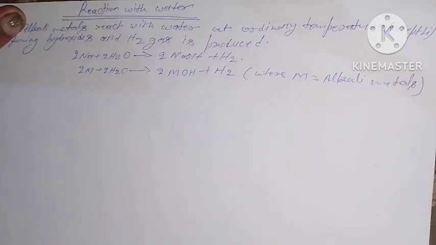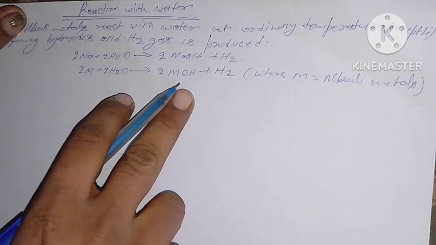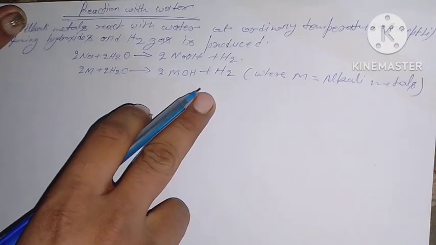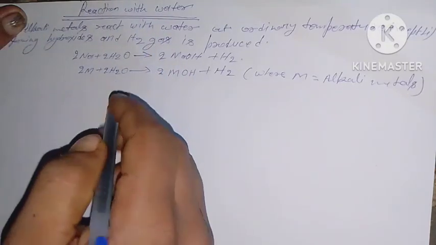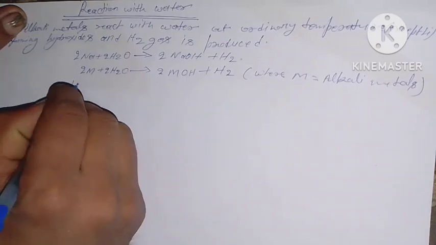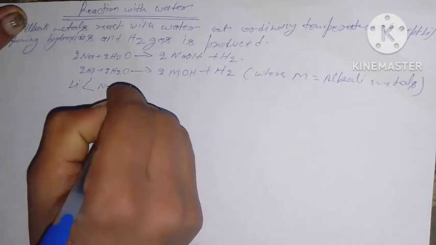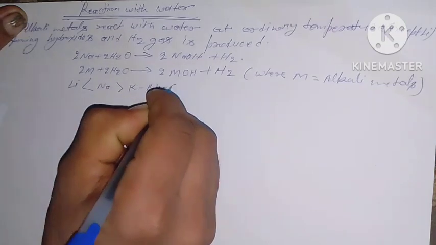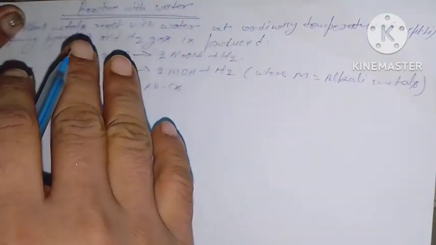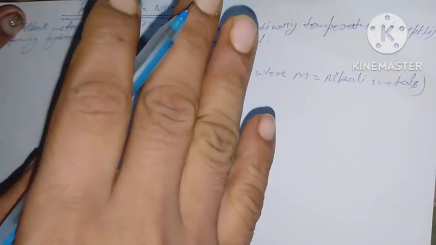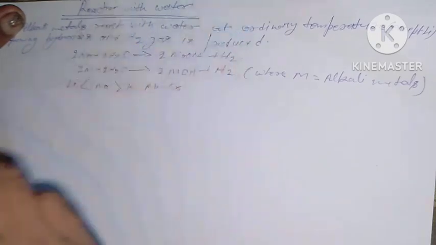All are above hydrogen in the electrochemical series. The reactivity order with water is lithium less than sodium less than potassium, rubidium and cesium. Reaction of sodium is so violent that it catches fire in water. The hydrogen burns due to heat produced.